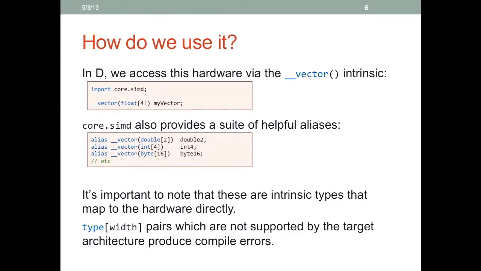It is, of course, important to notice that these are intrinsic types. They map directly to the hardware available. DMD, at least, and ideally the D spec, I think, will not try to emulate types that aren't available on the architecture that you're targeting. There is a caveat. LDC and GDC will currently both emulate unavailable SIMD types, and the performance will probably not suffer, but you won't see an improvement.